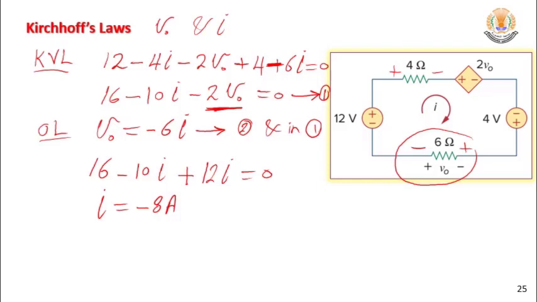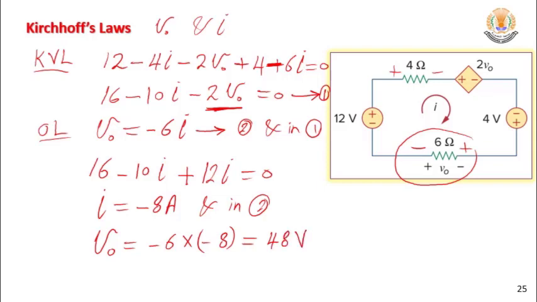And in 2, you can get V naught. So V naught equals minus 6 times minus 8. You will get 48 volts. You see now? KVL will form one equation because you have only one closed loop, but the other equation can be obtained from the dependent source.